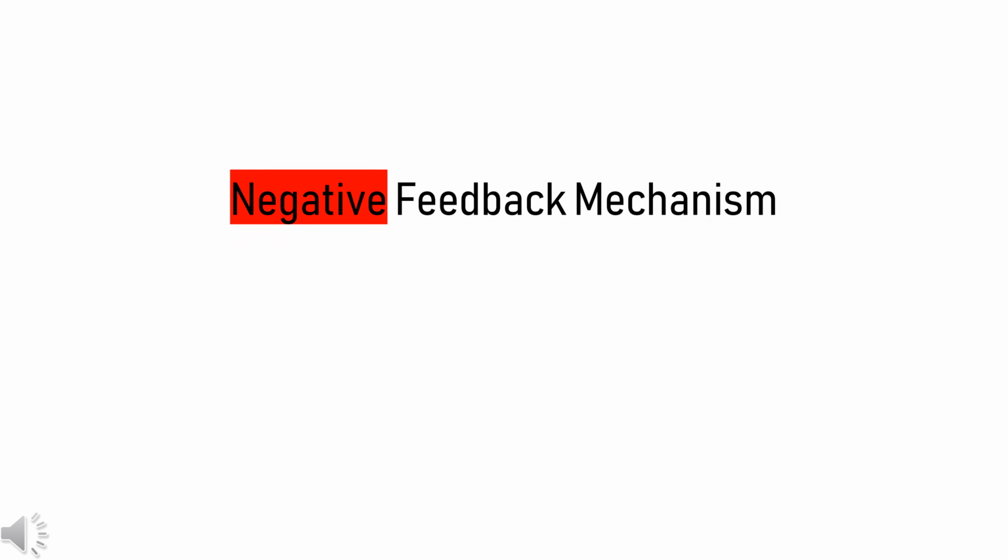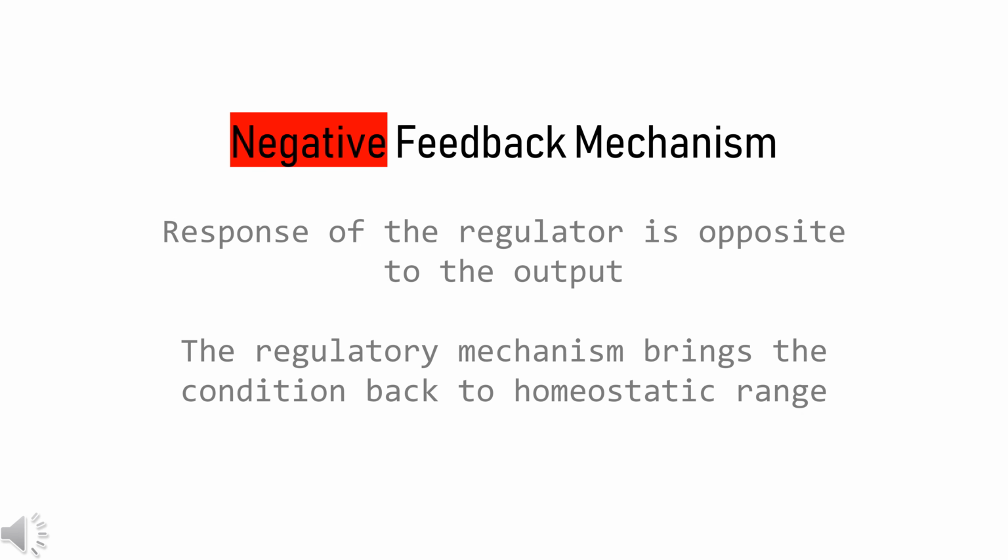On the other hand, negative feedback mechanism is when the response of the regulator is opposite to the output, in which the regulatory mechanism brings the condition back to homeostatic range. For example, when there is a negative deviation from the steady state, a decreased stimulus is caused, in which increases the response and vice versa.